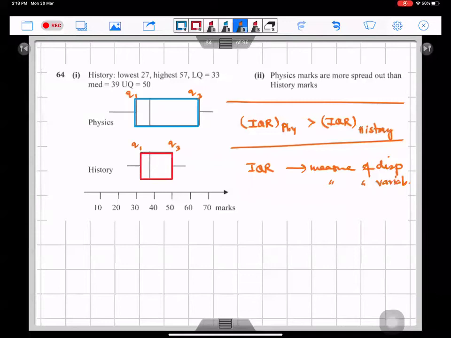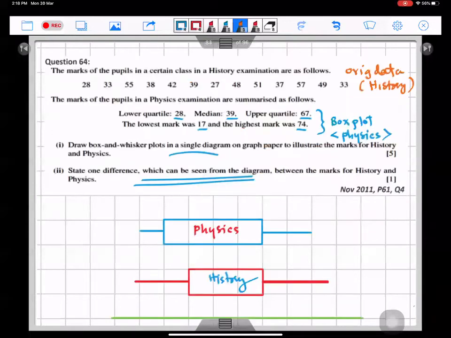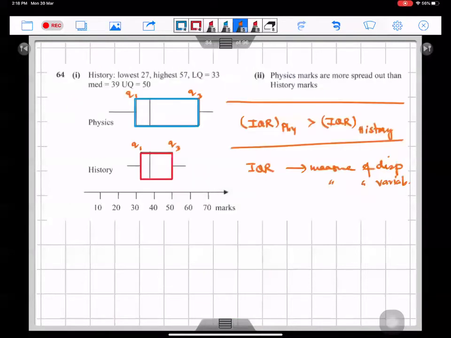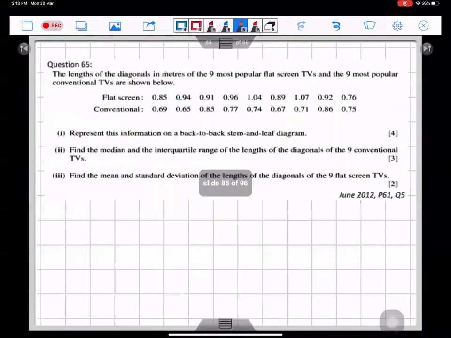Now, it's the same class. So that means their performance in physics is more spread out. Students' performance in the subject of physics is more spread out compared to the corresponding performance in history. It's not a matter of right or wrong. It's a matter of variability. Okay, now let's look at this question.